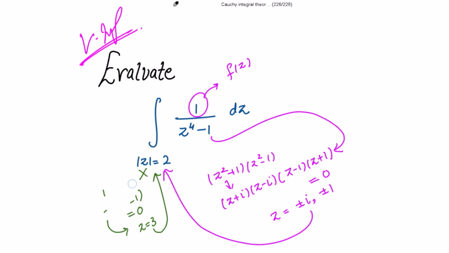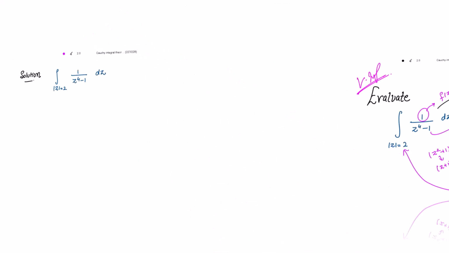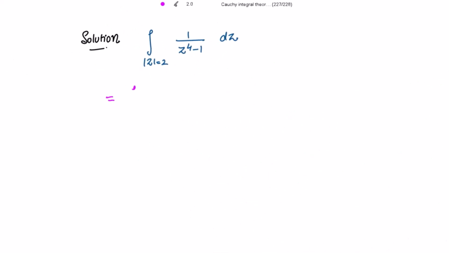So in this example, all the points are lying inside the circle. So we have to take f(z) only to be equal to 1. So let's start with the solution. Writing this integral as mod z equal to 2, 1 divided by, writing the denominator, (z square plus 1) into (z square minus 1).